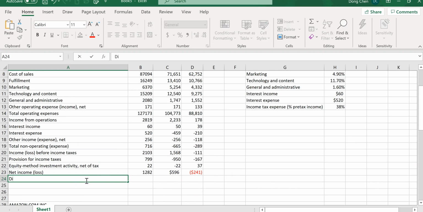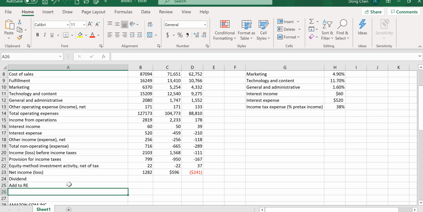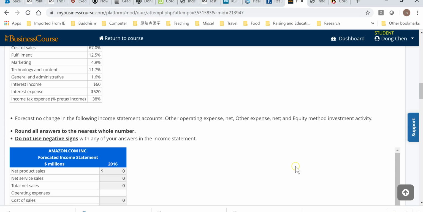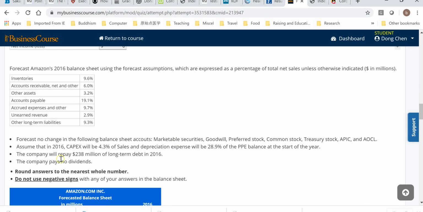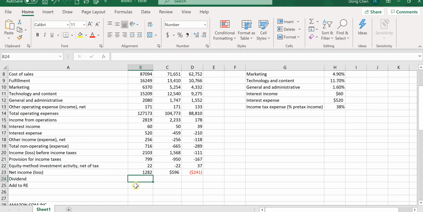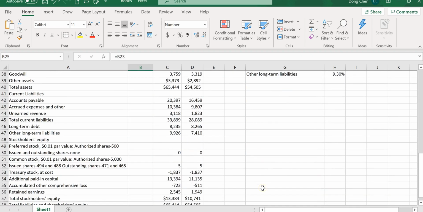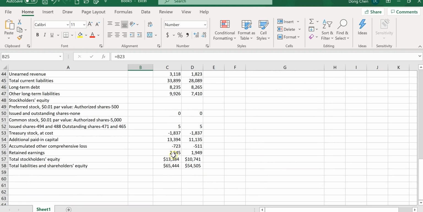But in order to get the addition to retained earnings, we also need the dividend information. So let's check the dividend information, whether the setup provides any information about that. And it does say that the company pays no dividend. So that means the addition to retained earnings will be simply equal to net income. So later on, we have to add this amount to the current level of the retained earnings. That's going to be my new retained earnings.